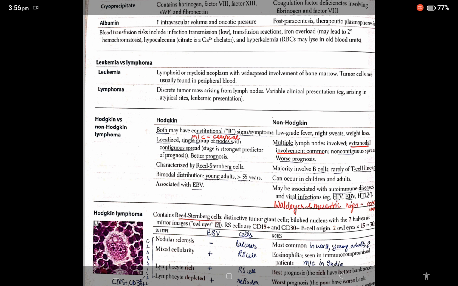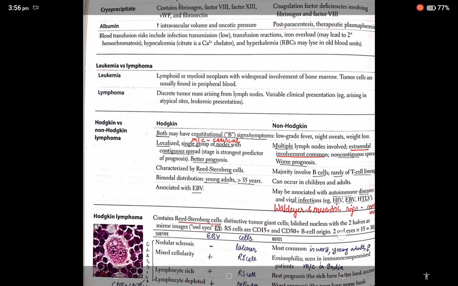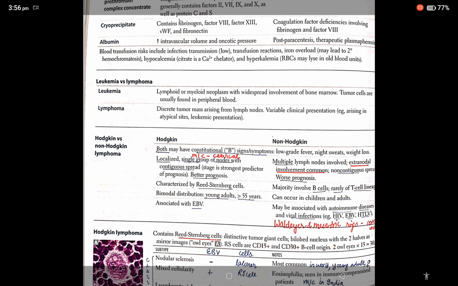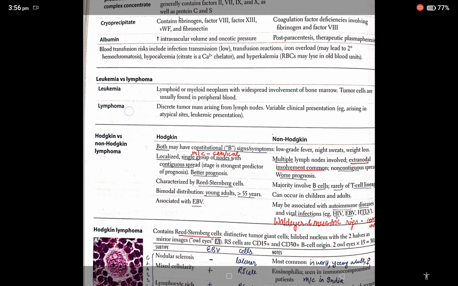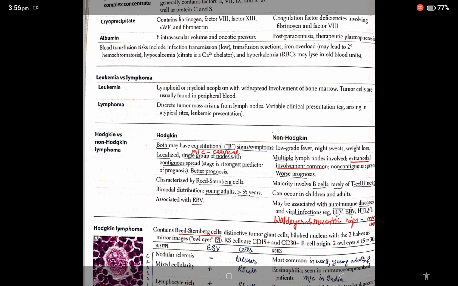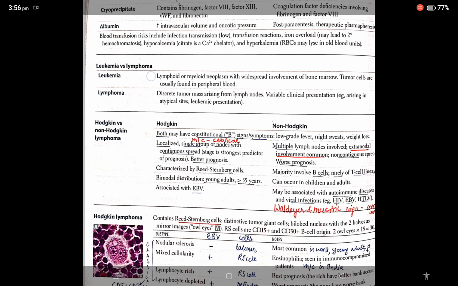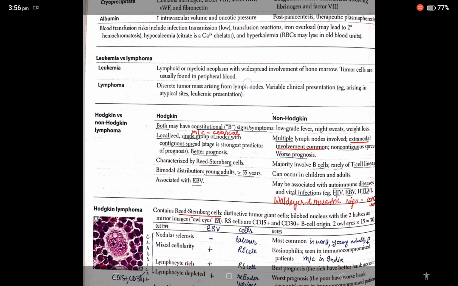First we need to understand the difference between leukemia and lymphoma. Leukemia is basically originating from the bone marrow and lymphoma is originating from the lymph nodes. That is what we need to remember. In leukemia the cells will be found in the peripheral blood.